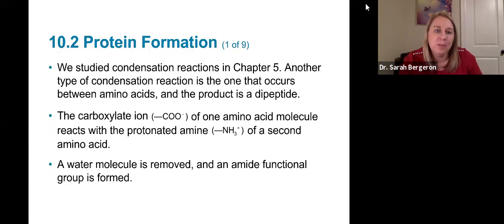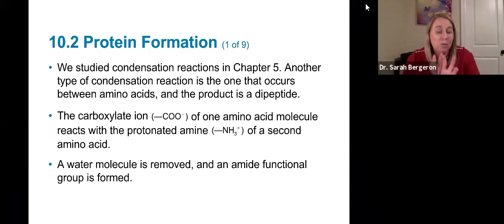All right, we are on chapter 10, section 2, and we're talking protein formation. So this will be a lot shorter than the last one, which is nice, right? This is actually more of a review because we're really talking about condensation reactions when we talk about forming proteins. Because we take two amino acids and we have a condensation reaction that turns them into one dipeptide, right?